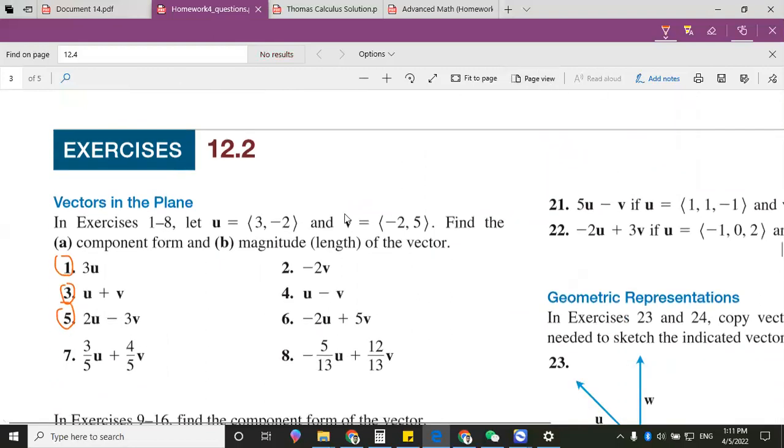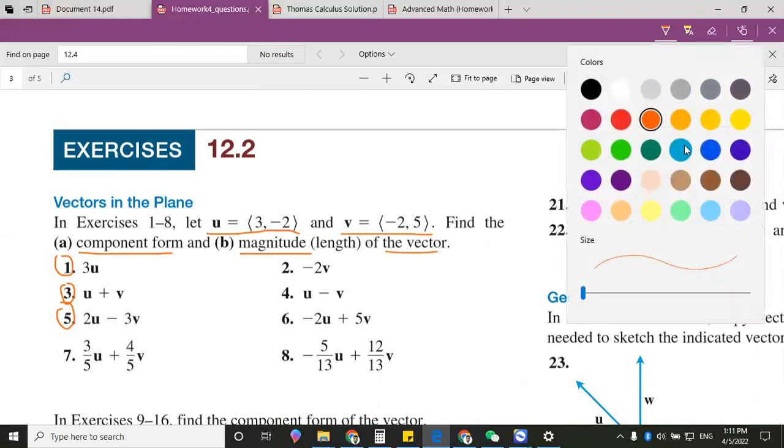So we have u = (3, -2) and v = (-2, 5). We have to find the component form (a, b) and the magnitude. Firstly we have to find the component form, and then we have to find the magnitude or length of a vector.